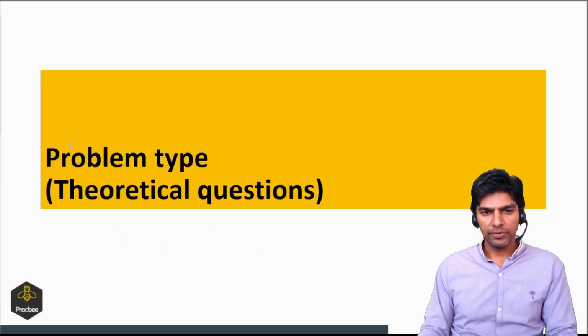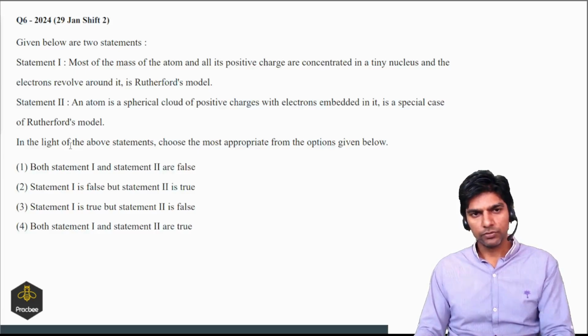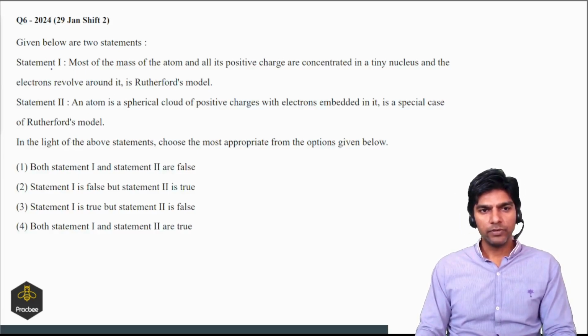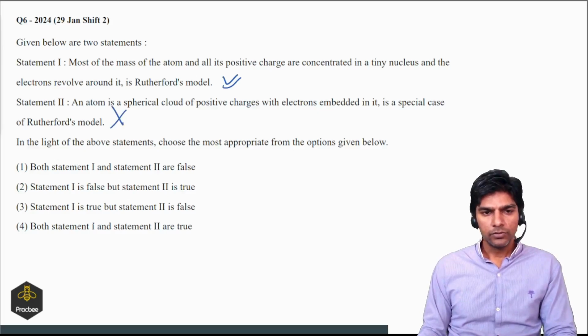Now let us see the next problem type. And here sometimes you will get questions based on some theory. So let us see one of the questions. Statement 1 is most of the mass of the atom and all its positive charge are concentrated in a tiny nucleus and the electron revolves around it, and it is Rutherford model. Yes, that is correct. And the second statement says an atom is a spherical cloud of positive charge with electrons embedded in it, is a special case of Rutherford model. That is incorrect. This is Thomson's model, right? So statement 1 is correct, but statement 2 is false. So option 3 is the right answer.